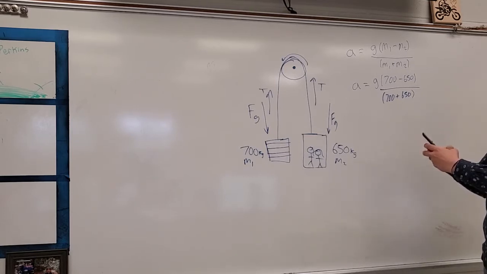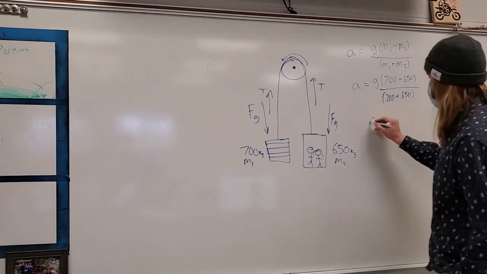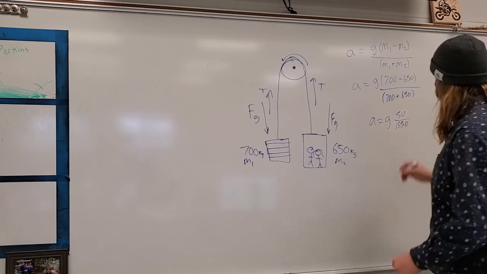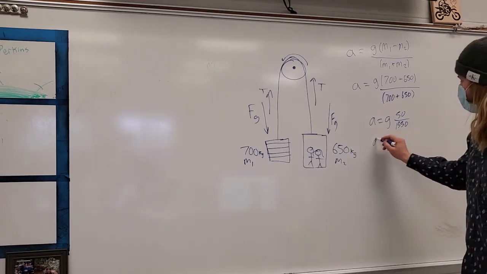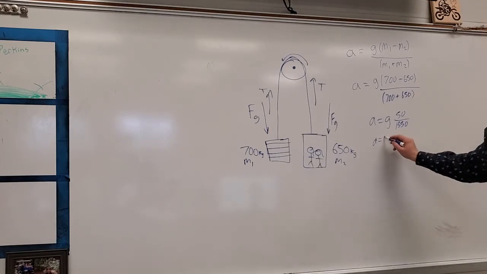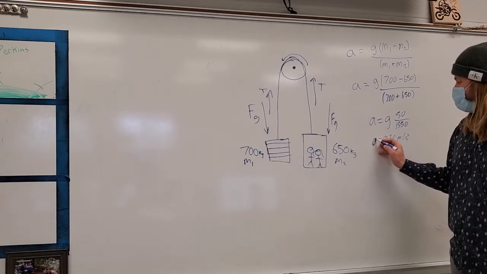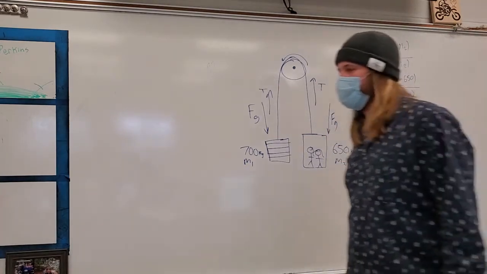700 minus 650 equals 50. 700 plus 650 is 1350. So really we get a equals g times 50 over 1350, times 9.8. So then we get an acceleration equal to 0.36 meters per second squared for mass 2. For our mass 2, our acceleration is 0.36 meters per second squared up.